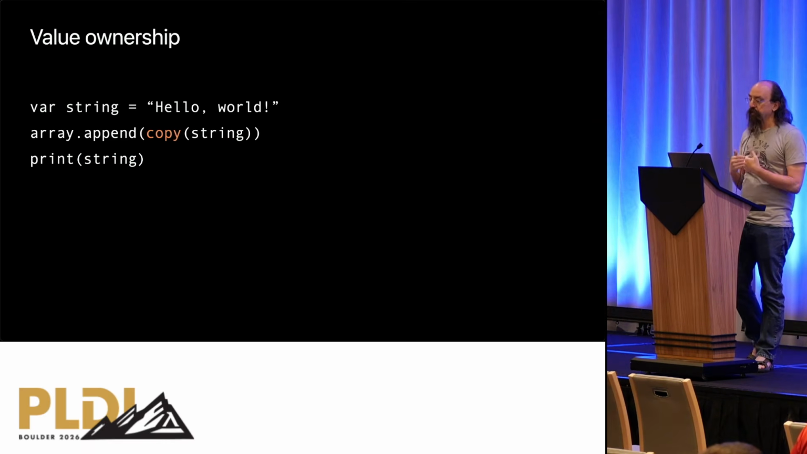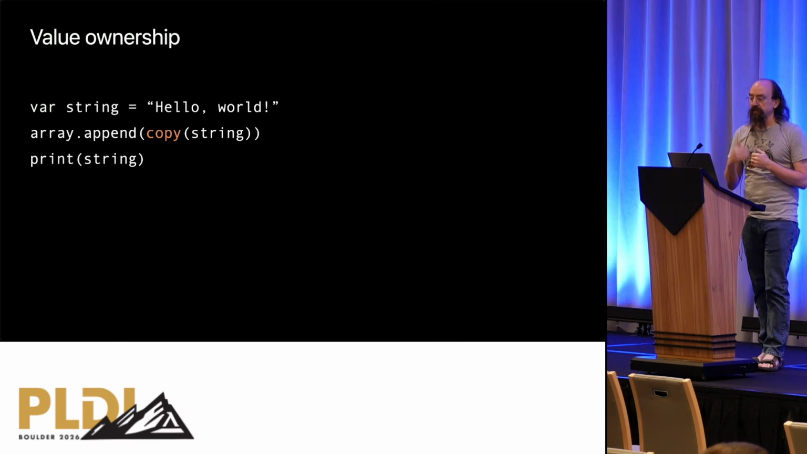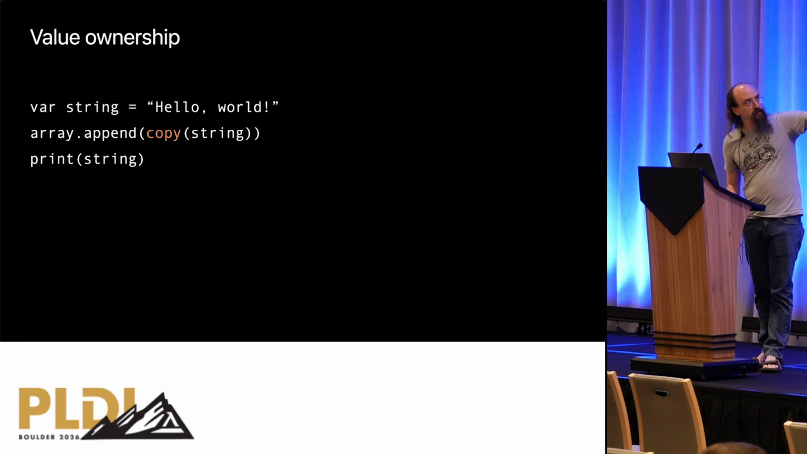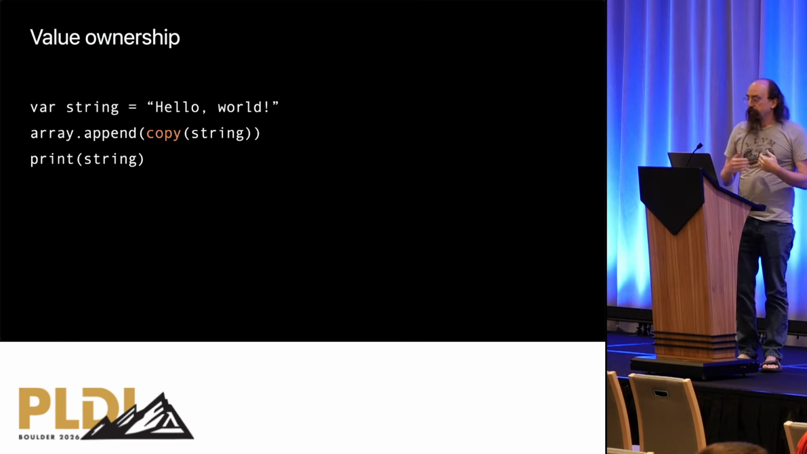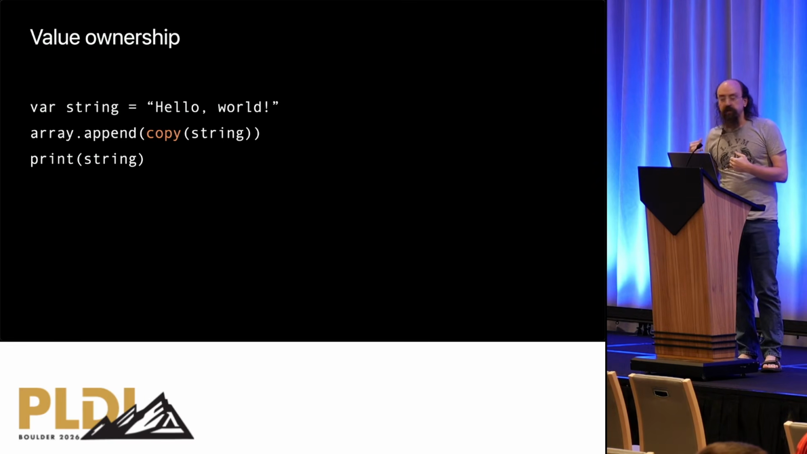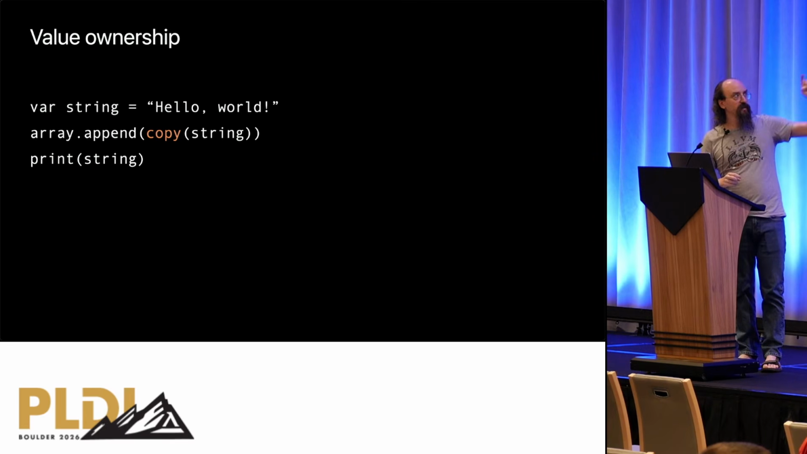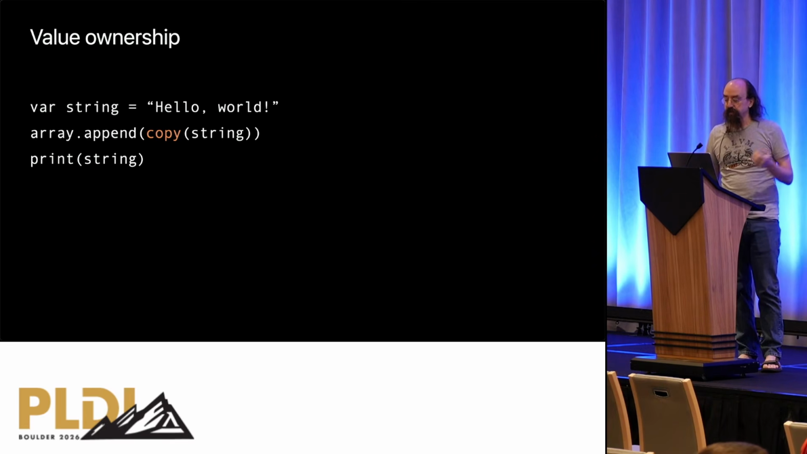Now, I said before that values belong to a single context at once. When I add this string to the array, the array needs to own a value to store it. But then I'm still using the string later. That means I've kind of got the same value owned in multiple places. To make that work, I'm going to need to copy the string so that I have two independent values. And on this slide, I've made that copy explicit.